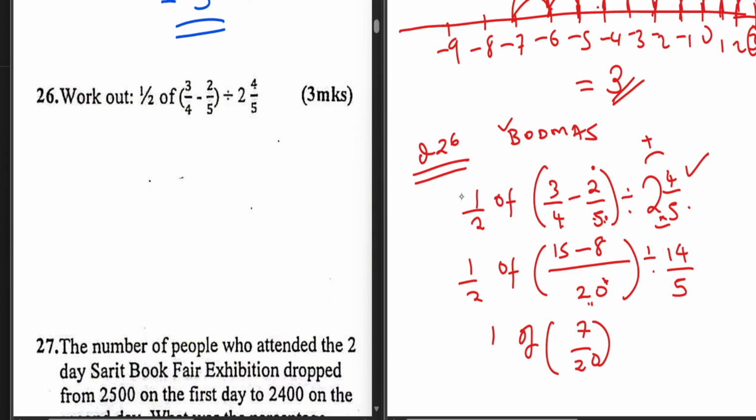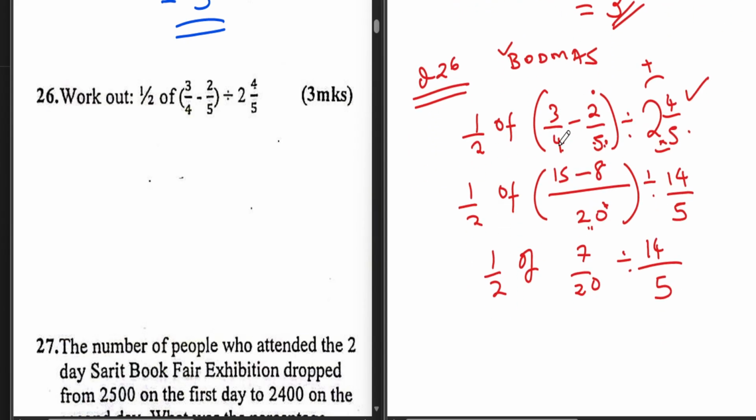So we've already worked out the brackets. Now we go to the of. So of just means the same as multiplication. A half of 7 over 20 is like saying a half times 7 over 20, which will give you 7 over 40. 1 times 7 is 7, 20 times 2 is 40.